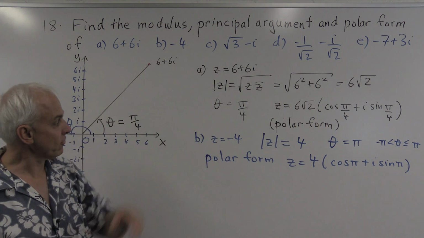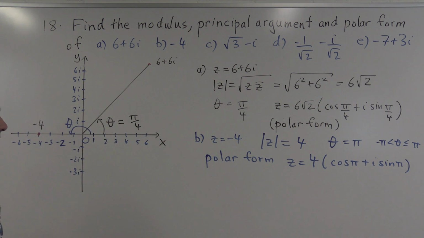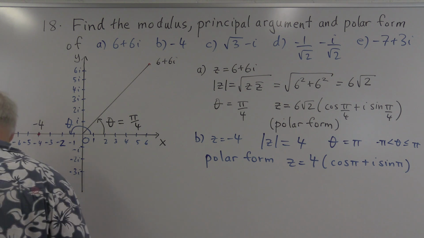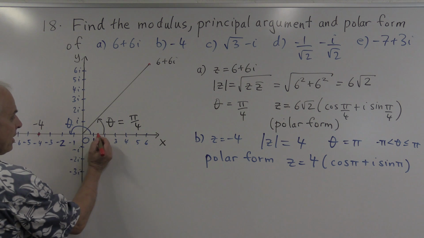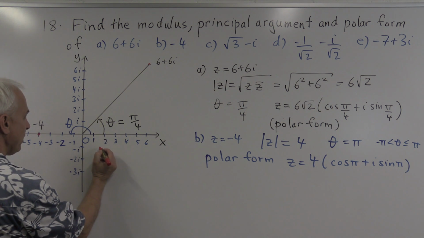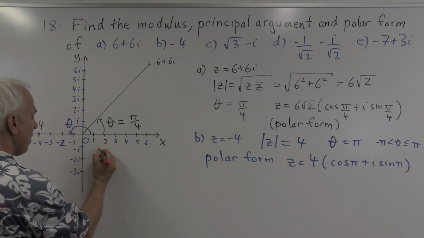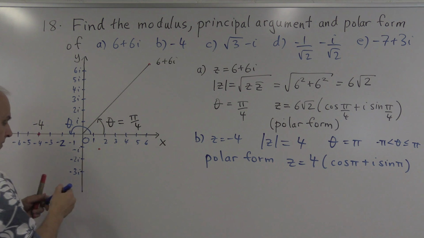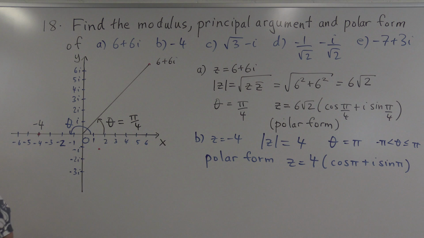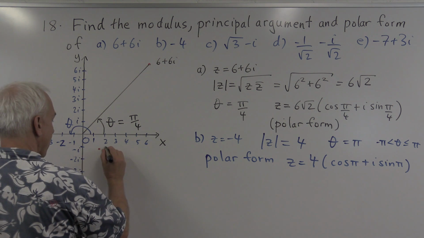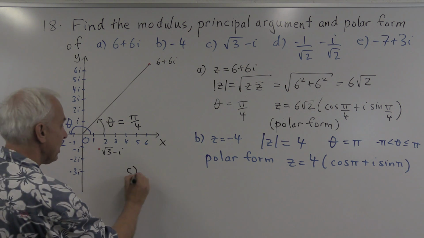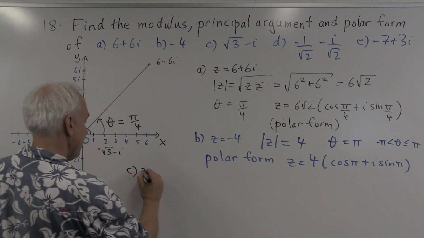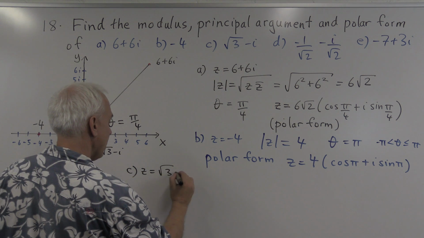Okay, let's have a look at root 3 minus i, which I suppose we can also put on our diagram here. So square root of 3 minus i, so it'll be down here. This will be root 3 minus i. And I have to remind you a little bit about just some basic geometry here. So z equals root 3 minus i.